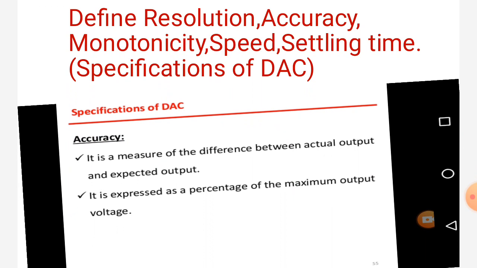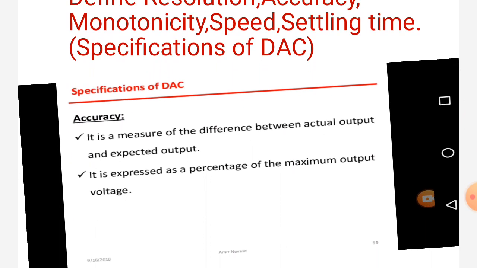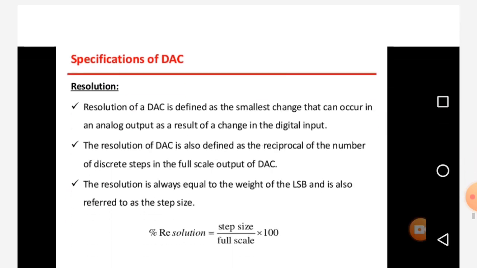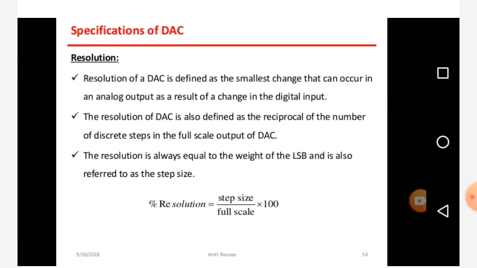Then define accuracy, resolution, monotonicity, speed, settling time, or list and define the specifications of DAC. In that, the first specification of DAC is accuracy. It is a measure of the difference between actual output and the expected output. It is expressed as a percentage of the maximum output voltage. Next specification is resolution. Resolution of a DAC is defined as the smallest change that can occur in an analog output as a result of a change in the digital input.